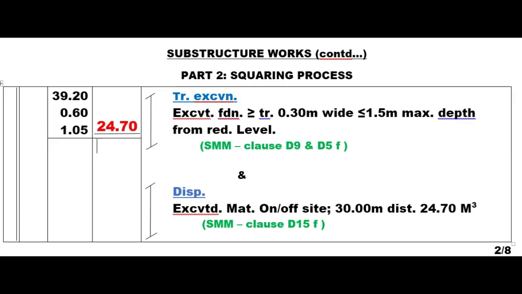24.70. And now let me combine this item number 4 with item number 3, that is the disposal of the excavated materials, which can be done on, meaning within the site, or off the site. And if it is on the site, let me assume the distance is 30 meters from the excavation point. So this volume that I've gotten here is what I'm now having here as the volume of the soil that is going to be disposed. So it is 24.70 cubic meter.